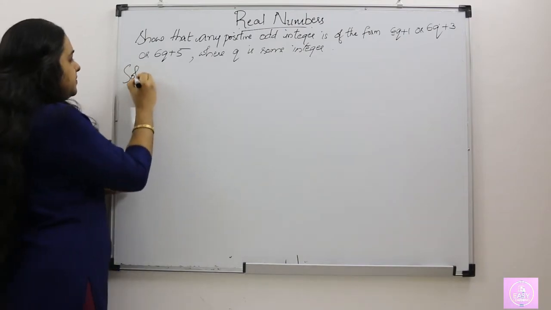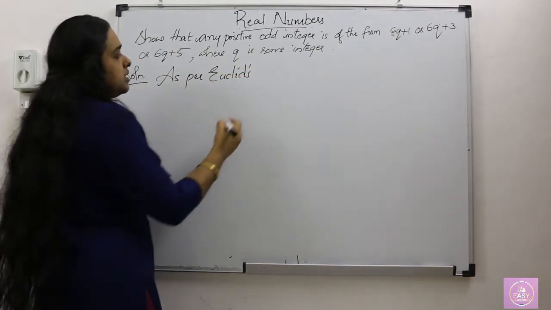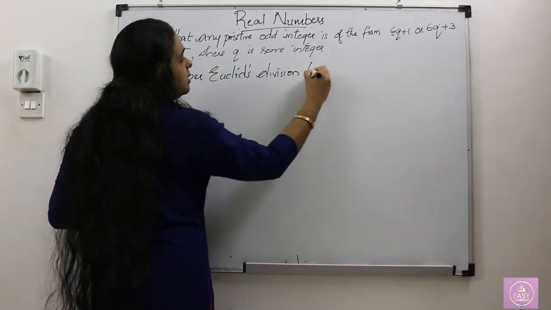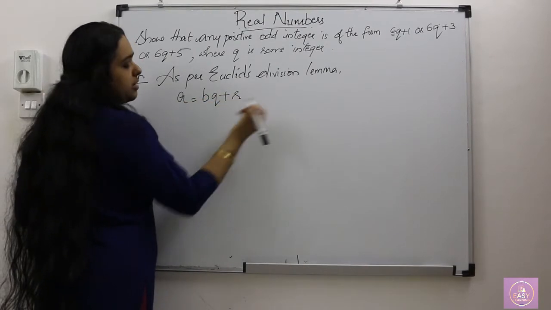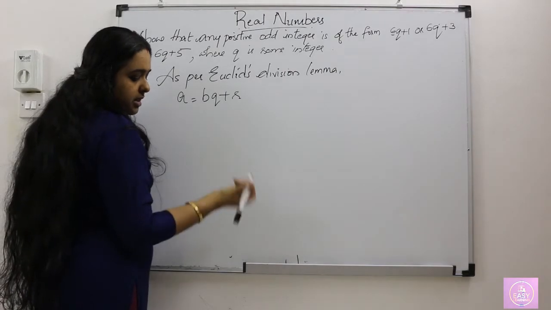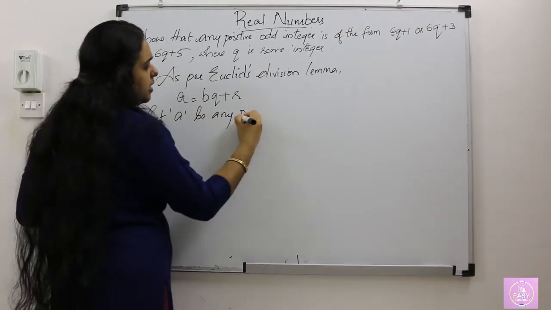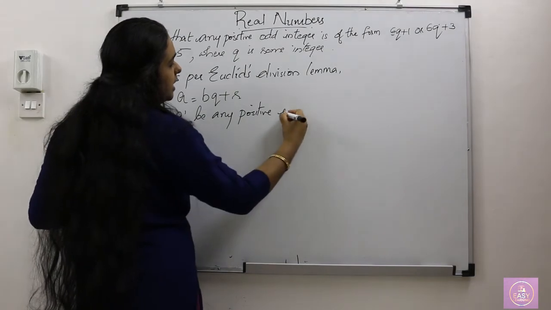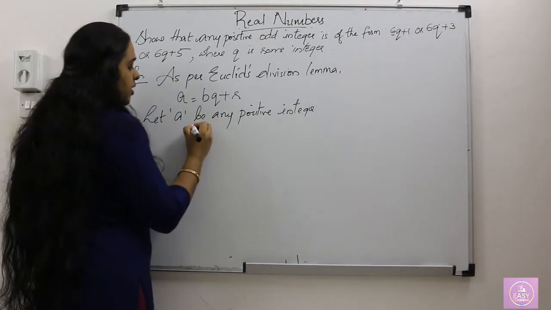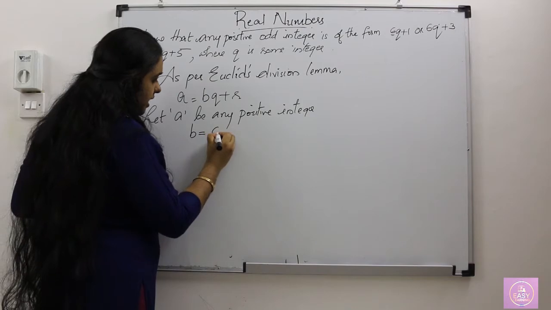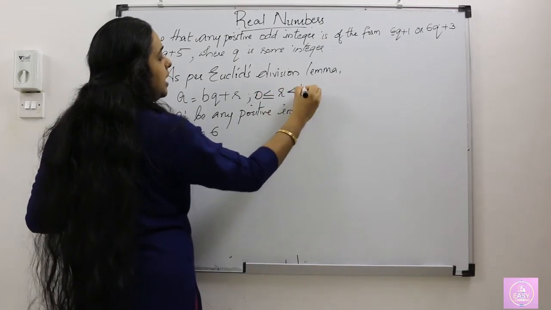So I am going to write the solution. As per Euclid's division lemma that we know, A equals BQ plus R. Let A be any positive integer. Here what will be B? As per the question, B equals 6. As per this, 0 ≤ R < B.